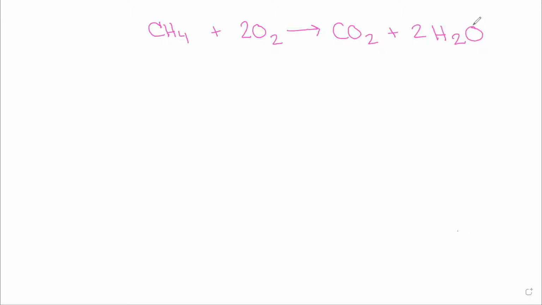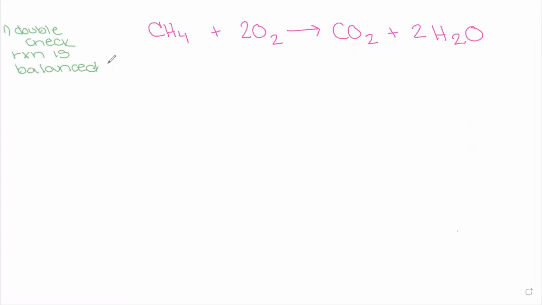Now this reaction is already balanced, but if I were to talk about the steps to solve a stoichiometry problem, one of the first steps is to double check that your reaction is balanced. If your reaction is not balanced, you will get the wrong answer because you need to have the correct coefficients in front of the numbers.